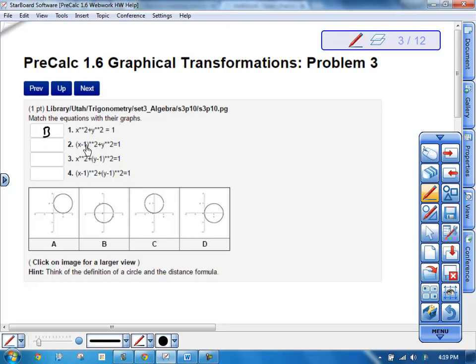Next one, you subtract 1 from x, so that moves it to the right one. And you don't do anything to y, so that'd be d. The next one, you don't do anything to x, but you subtract 1 from y, so that moves it up 1, so that'd be c. The next one, you subtract 1 from x, that moves it to the right, and then subtract 1 from y, so that moves it up, so that'd be a.